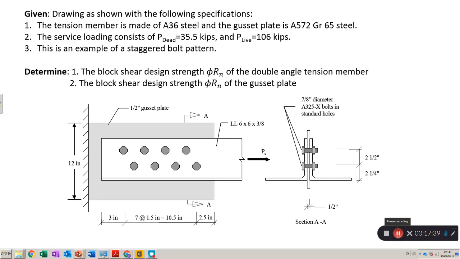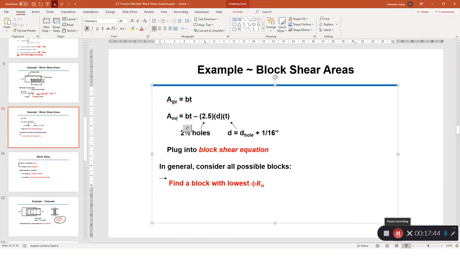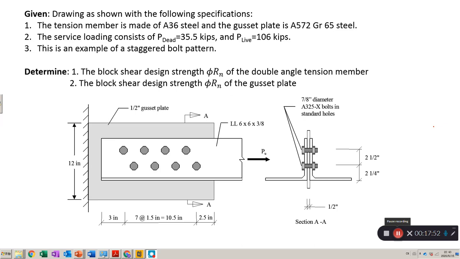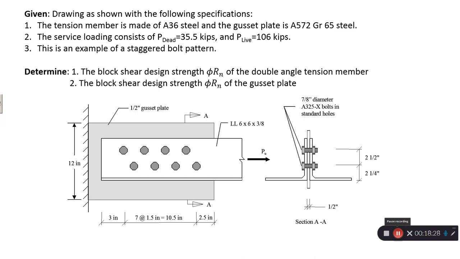And now here comes the example, which we're going to spend some time on. So this is the same example we did before, right? We just determined the yield limit state strength and the rupture strength, rupture VPN. So we determined the first 2 limit states. Now let's find out the block shear strength for the same connection to see if block shear will be controlling. Everything else is the same, right? And this time we just want to determine what's going to be the most likely failure path, the failure block. Okay, so let's take a look.